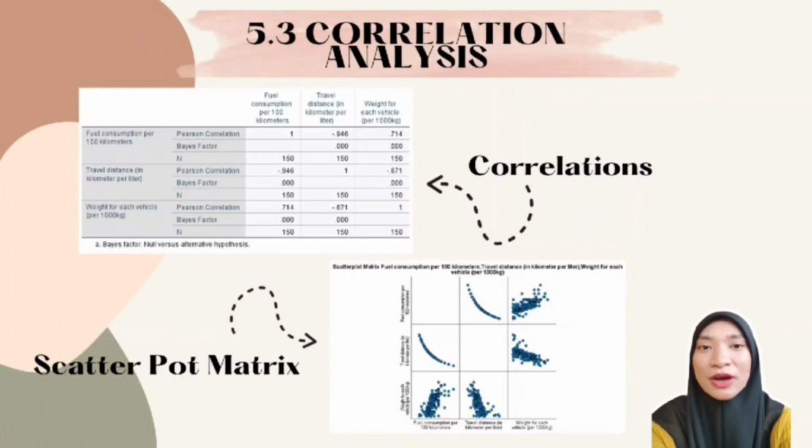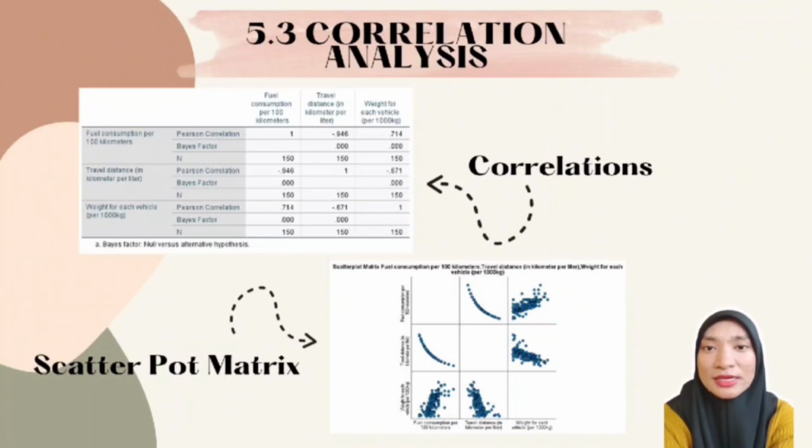We'll continue with part 5.3, correlation analysis. Based on the partial correlation analysis using SPSS, we measured and determined the relationship and trend between the variables. A relationship occurs when a change in one variable tends to go along with a constant change in the other variable. During this study, we measured the correlation between fuel consumption, travel distance, and weight.